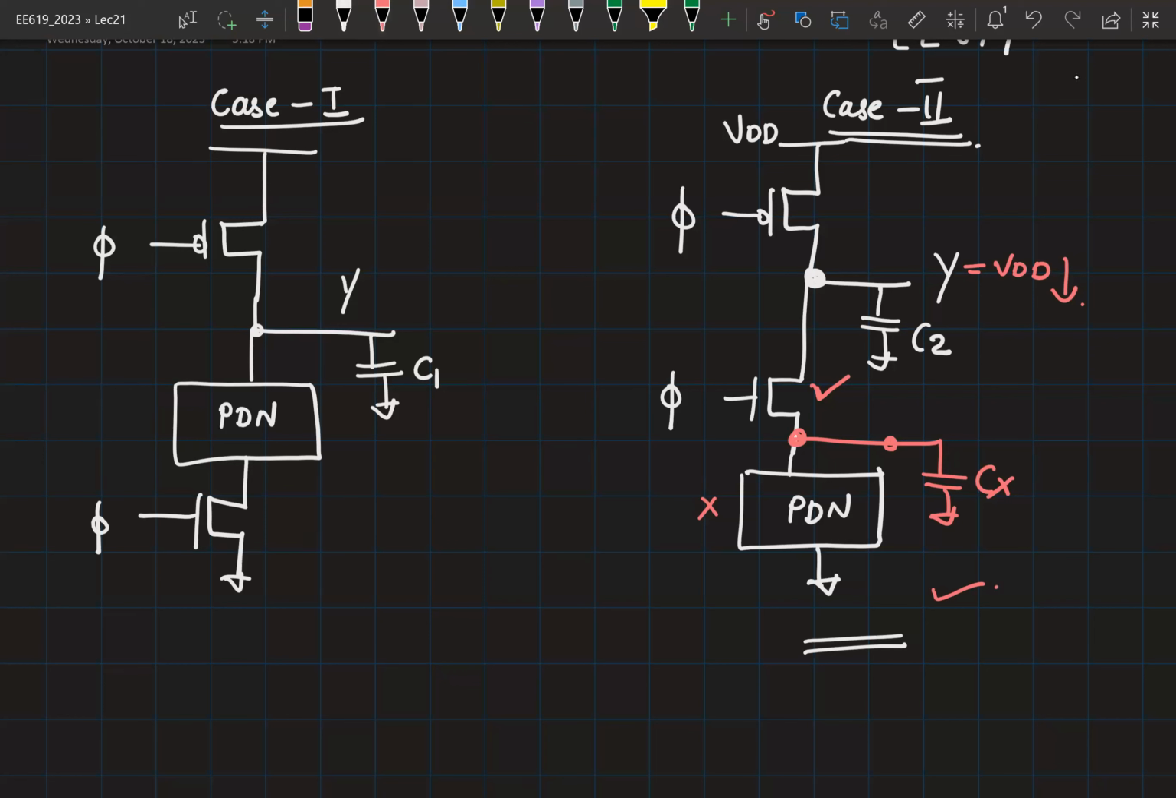Now, in this case, once the PDN is off, your output capacitance is disconnected. There is no other capacitor that is connected to the output capacitance. So charge sharing is not a problem in this case. Is this clear? Any questions? Okay. So now let us look at some timing information in combinational logic circuits.